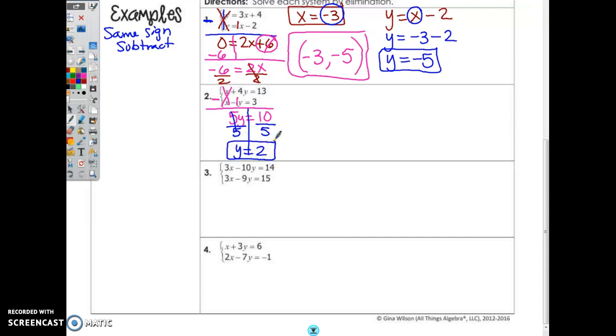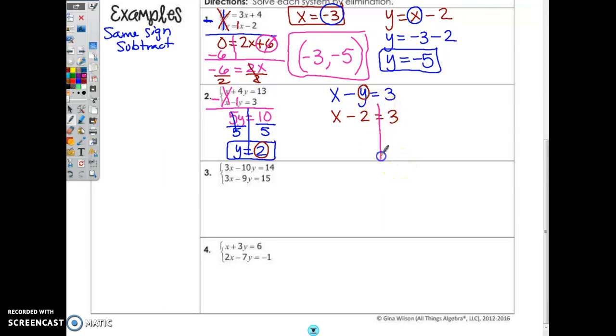So what do I do with that y equals 2? I plug it into one of my original equations. So which one do you want to use? The first one or the second one? The second one looks easier. That says x minus y equals 3. So I'm going to plug in my 2 in place of my y. So now I have x minus 2 equals 3.